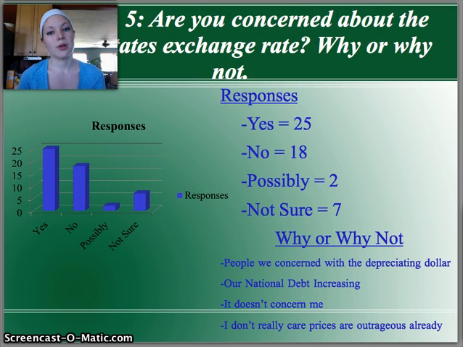And then I asked people, are you concerned about the United States exchange rate, and why or why not? We had 25 say yes, I had 18 say no, and 2 possibly, and 7 not sure. For the responses for why or why not, some people are concerned about the depreciating dollar, and some people were also concerned about the national debt increasing even more, which is at about 16 billion, I think it was, or something like that. And then the responses that said no, they said the exchange rate doesn't concern me, or I don't really care because prices are outrageous already, so there's nothing I can do to fix it.